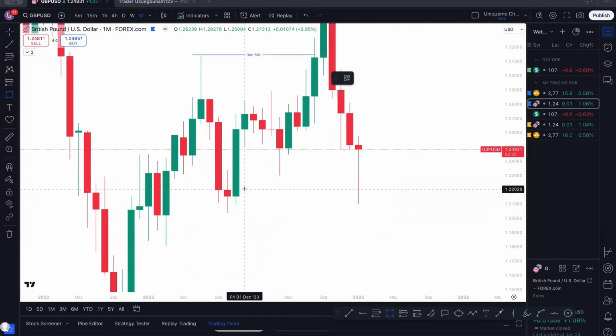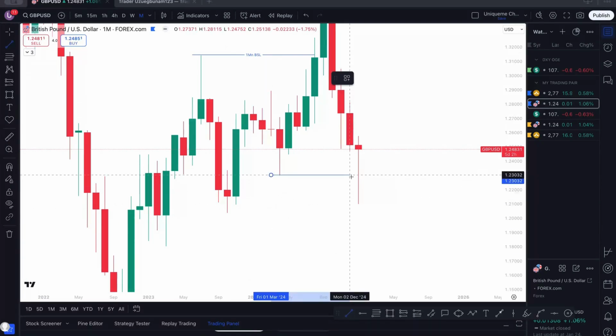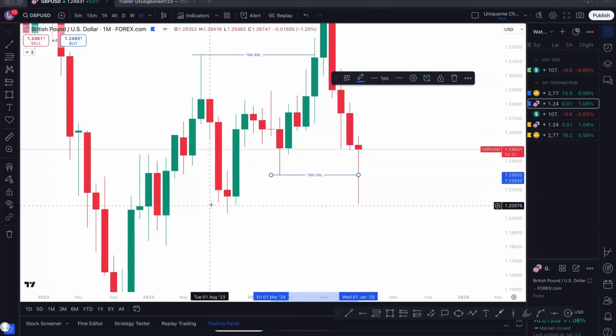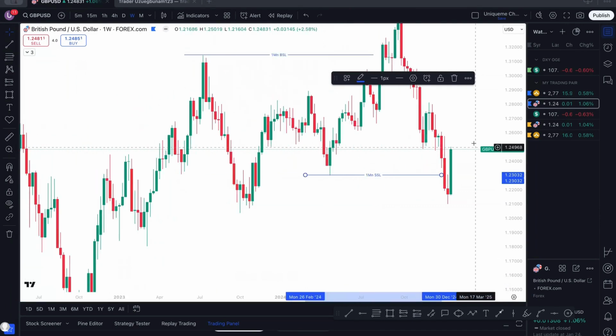And what do I have here? I have sell side liquidity being taken out here, from 1 month. And what do I see here? I see draw on liquidity at the 50% of the other block. But now I'm focused on the weekly direction.